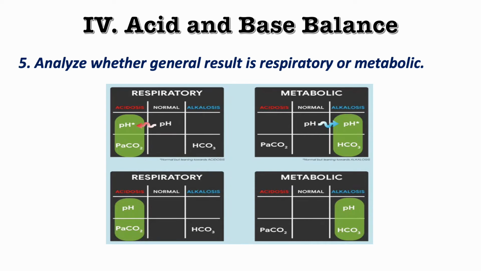Upper right table, we see that the pH is leaning towards the alkalosis side. Bicarbonate, alkalosis; PaCO2, acidosis. So this interpretation is metabolic alkalosis. The next two tables below are very easy because both are on the same side. pH is the same as PCO2, so therefore respiratory acidosis. Lower right photo, pH is the same as HCO3, so this result is metabolic alkalosis.